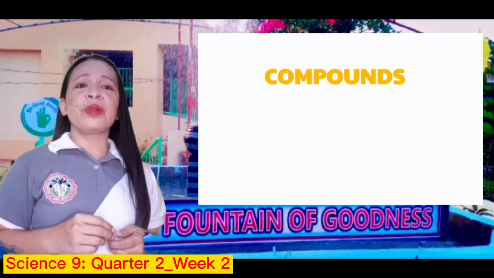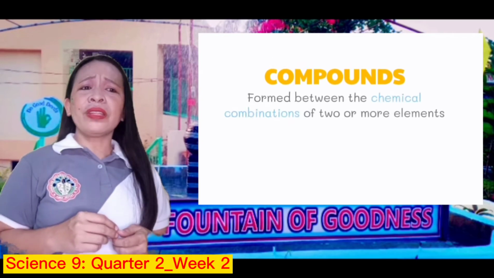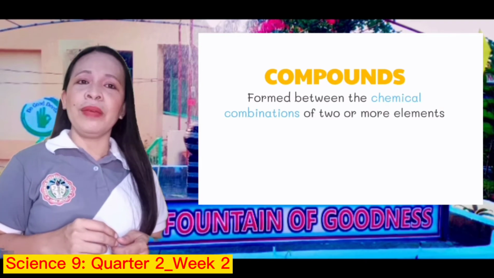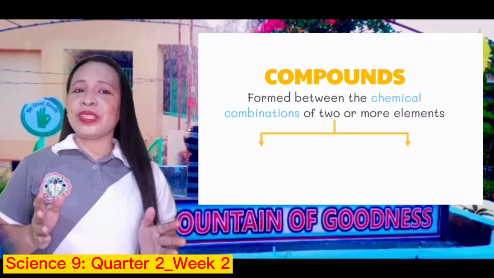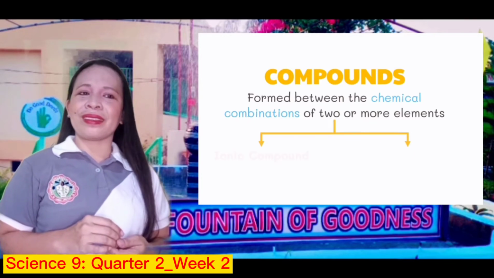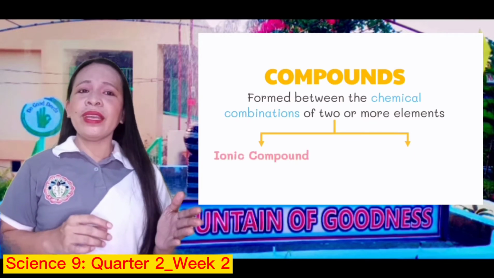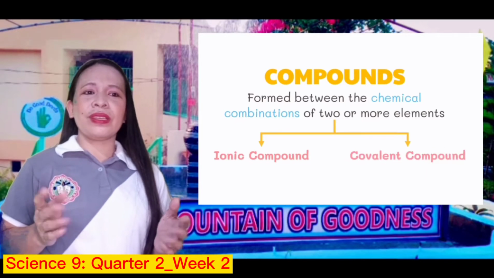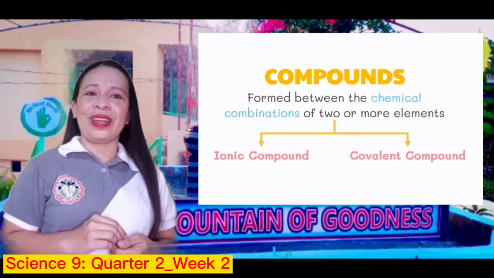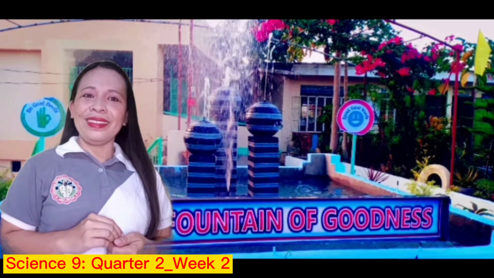You have learned from your previous science classes that compounds are formed between the chemical combinations of two or more elements. And there are two common types of compounds based on their chemical bonding characteristics. We have the ionic and covalent compounds. We will learn more about this after the music break. Don't go away!